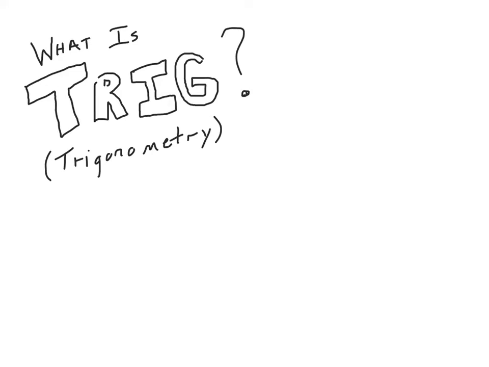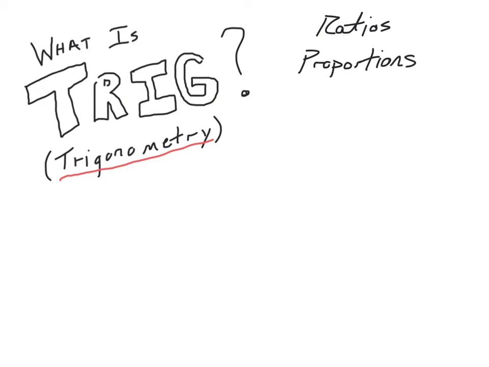Hey math enthusiast. In this video, I'd like to answer the question of what exactly is trig, or in other words, trigonometry. First thing you got to know is that it has to deal with a comparison of two items, or as we like to describe it in math, it has to deal with ratios. And what goes hand in hand with ratios are proportions. And we'll get to that in a minute. But what exactly am I comparing when I'm using trig?